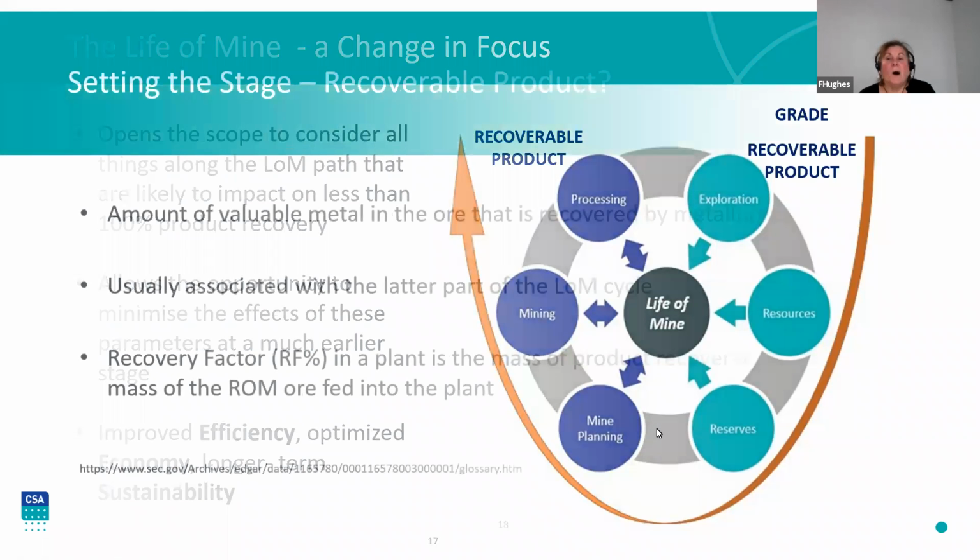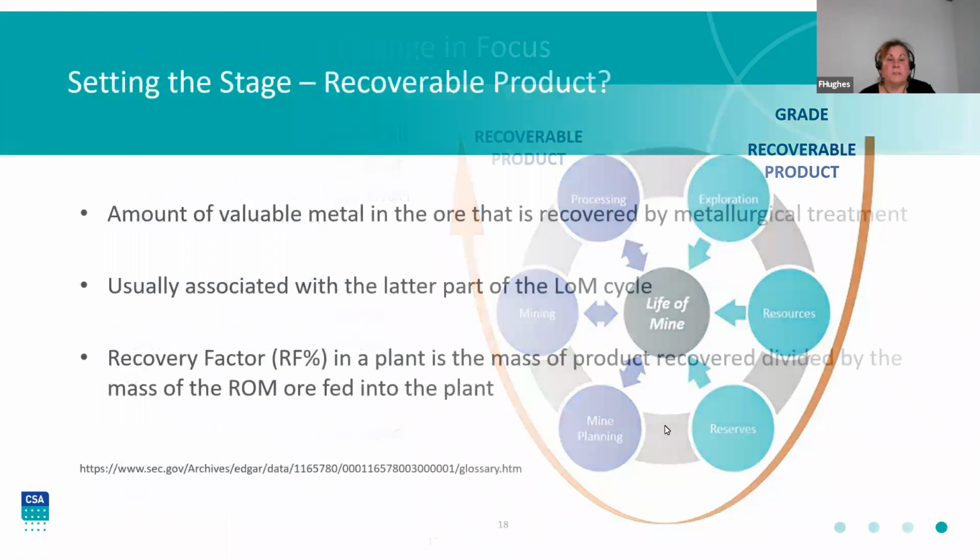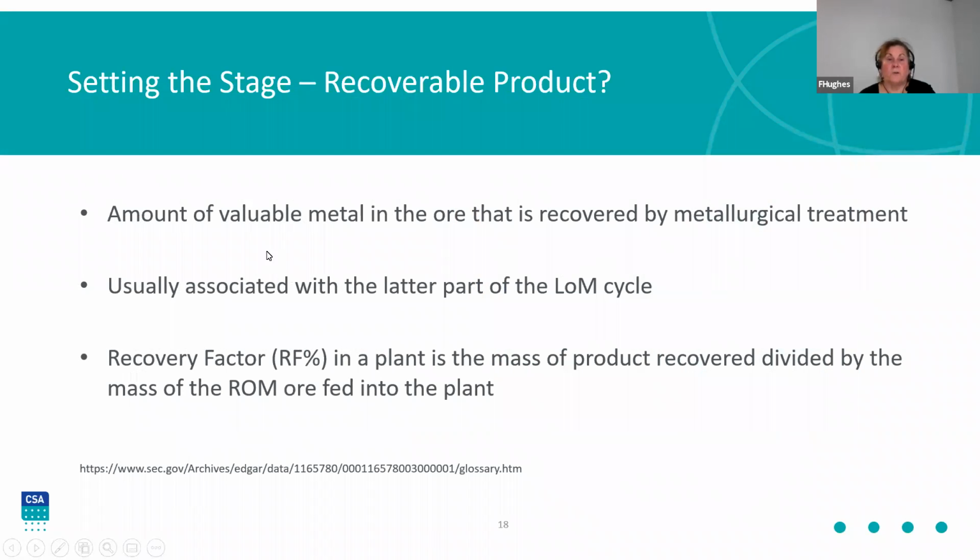So just my definition of recoverable product, looking it up online, there are several definitions. It's the amount of valuable metal in the ore that's recovered by metallurgical treatment. It's usually associated with the latter part of the life of mine cycle. And the recovery factor in the plant is the mass of product recovered divided by the mass of the feed into the plant. And that recovery factor is really the thing that we're trying to optimize by doing early stage geometallurgical sampling.